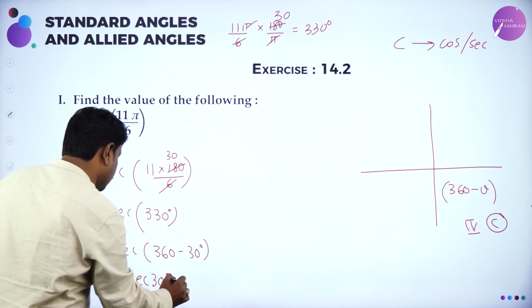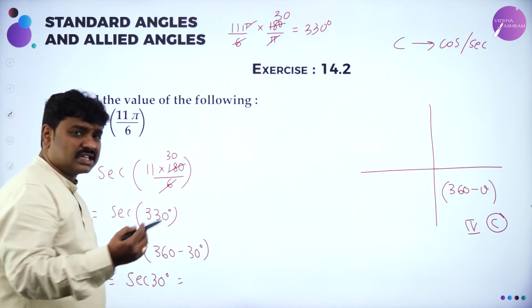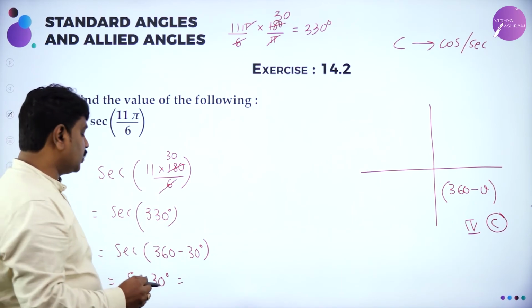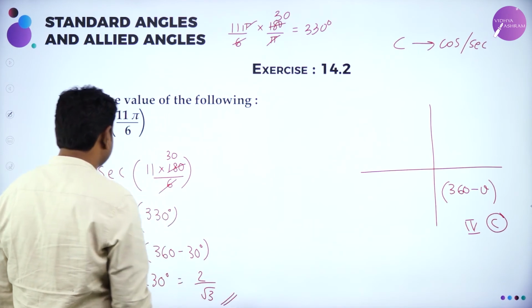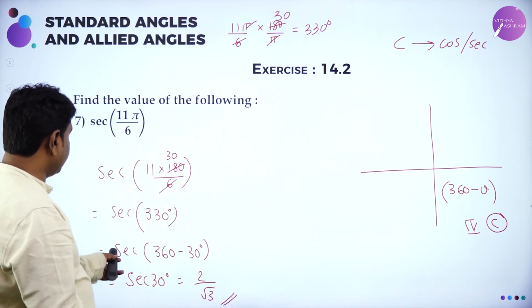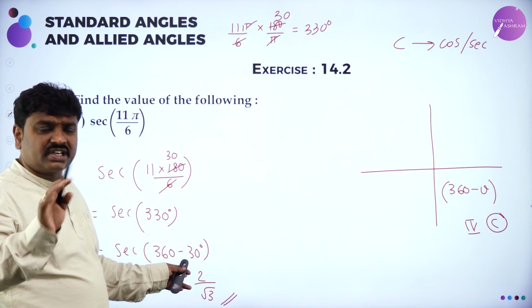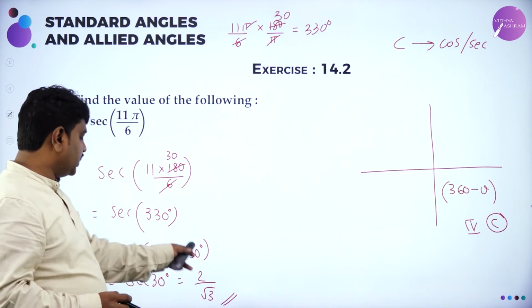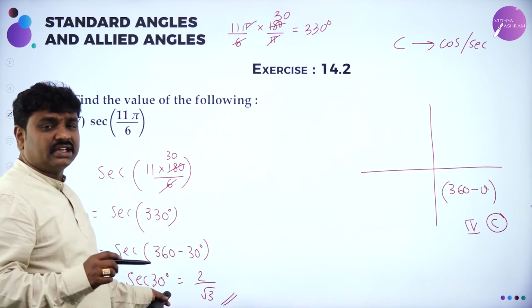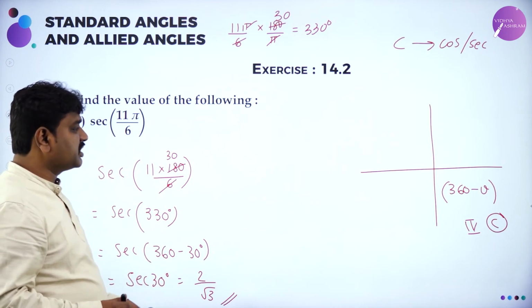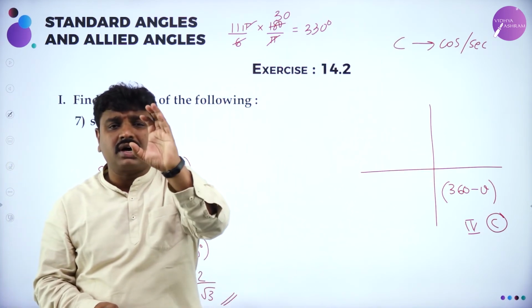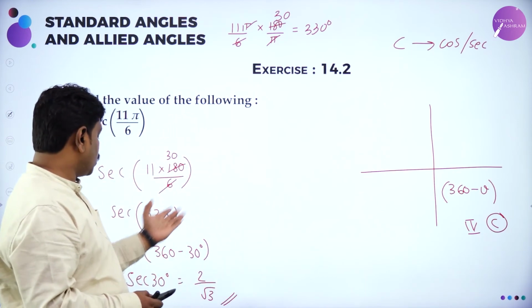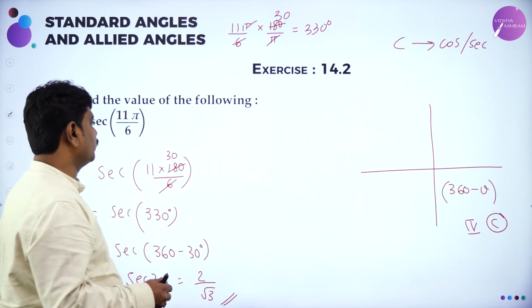So what is secant 30? Secant 30 is the reciprocal of cos 30. Cos 30 is root 3 by 2. Secant 30 is 2 by root 3. 2 by root 3 is the answer. So secant of 360 minus theta: for 360 the function does not change. Secant will be secant, theta is 30. So secant 30 is the reciprocal of cos 30. 360 minus theta lies in which quadrant? Fourth quadrant. In the fourth quadrant, C means cos and secant, both are positive. Your question is secant, so the answer is positive.